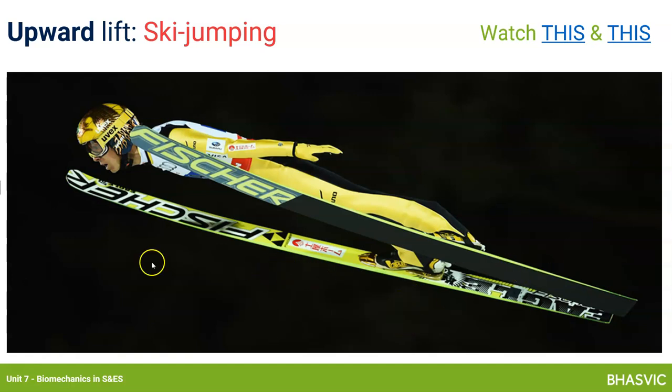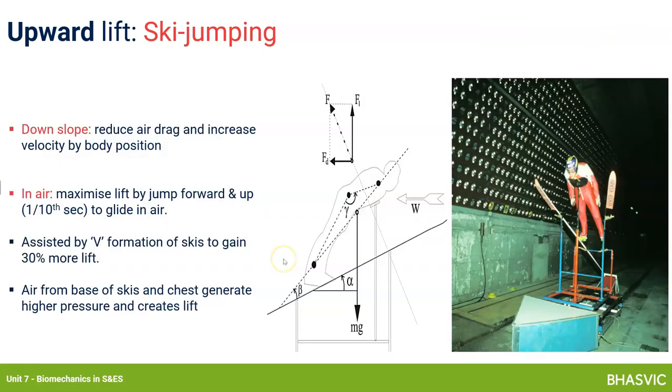So ski jumping. The jumper going down the ramp before they take off will assume as tight a tucked position as possible. They want to reduce air resistance. They want to increase velocity as much as possible so that when they take off, they're traveling as fast as possible. However, once they go into the air, they assume this position, so they're almost lying what appears to be flat on their skis, but their skis are in a V shape. You can't see it brilliantly in this image, but they are.